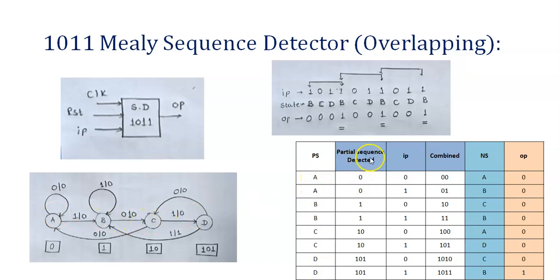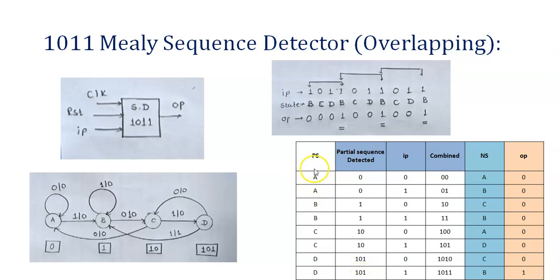Now the second column is the partial sequence detected. What is the meaning of this? If you are in A state, 0 is already detected, so that part you need to write. So in A, 0 is detected. Why I have written it twice, I will tell you afterward. Again, if you are in B state, 1 is already detected, that's why in B you have written 1 1. What is the meaning of C state? That 1 0 is already detected, so here 1 0 has been written, and for D 101 is already detected, and that's why 101 is written.